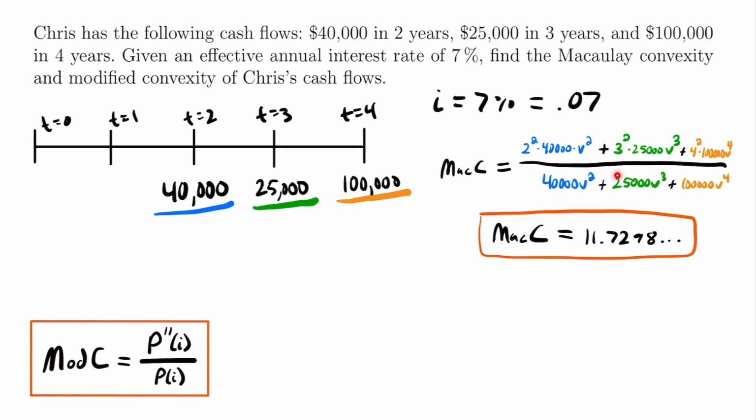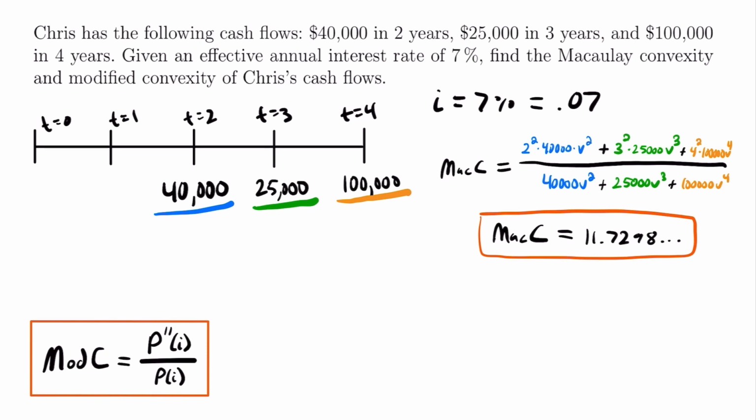This is the present value of these cash flows, but we would just rewrite what v is equal to, which is 1 divided by 1 plus i to the power of t, or whatever the power of the present value factor is. So we could go about that and then take the derivative of that 2 times and evaluate both of those functions at the interest rate to find the modified convexity. However, there is an easier way to go about this for this particular problem.